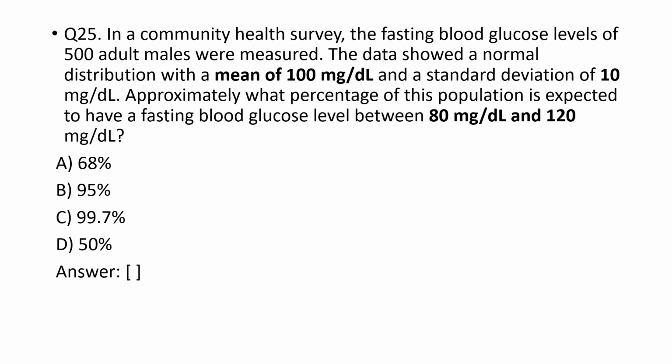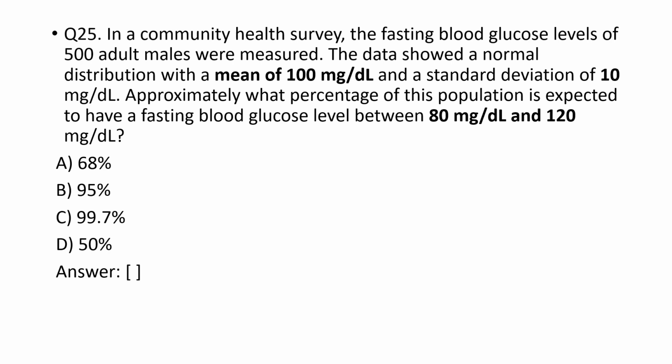So the question is, in a community health survey, fasting blood glucose levels of 500 adult males were measured. So the data showed normal distribution. So underline it is normal distribution with a mean of 100 milligrams per deciliter and standard deviation of 10 milligrams per deciliter. Approximately what percentage of population is expected to have fasting blood glucose level between 80 mg per deciliter and 120 mg per deciliter? So like in the previous example, we should calculate.